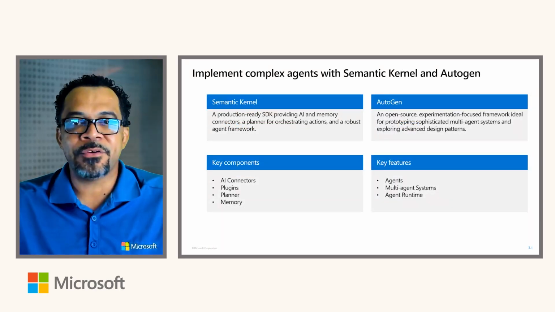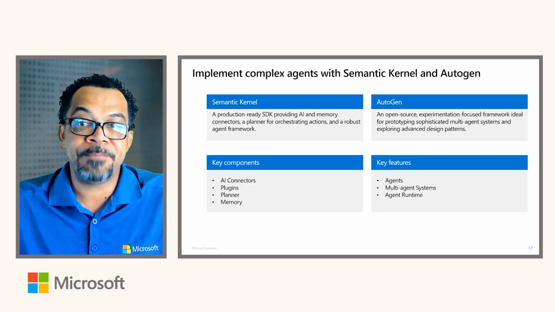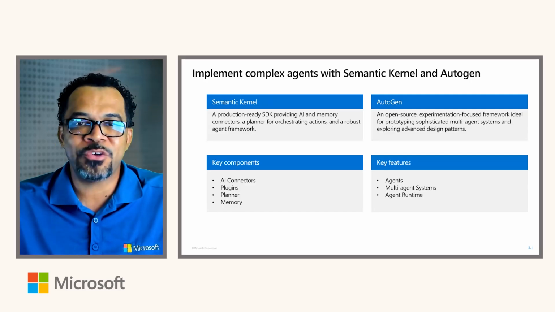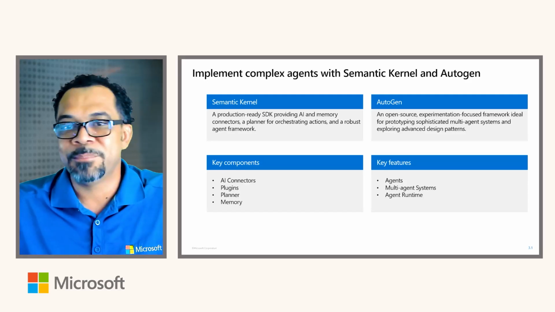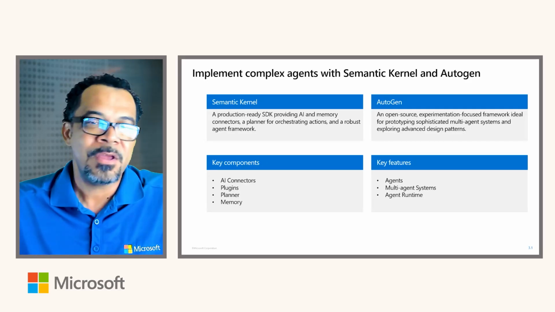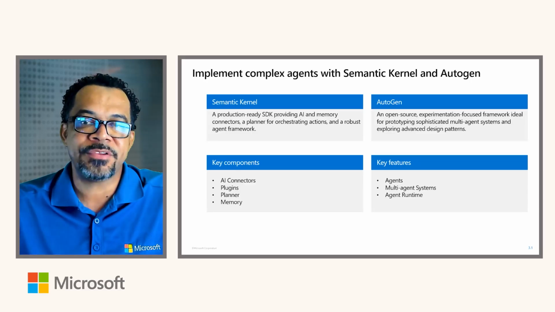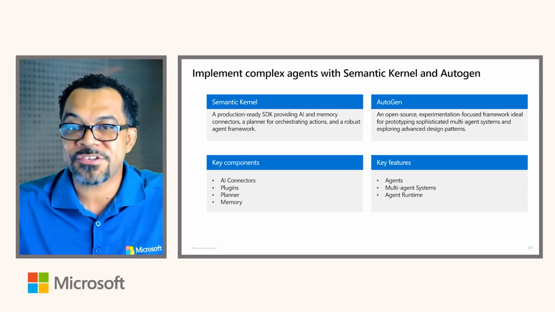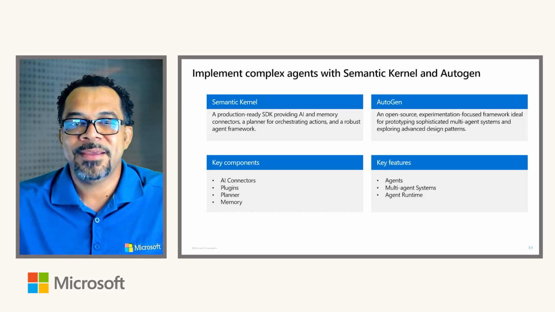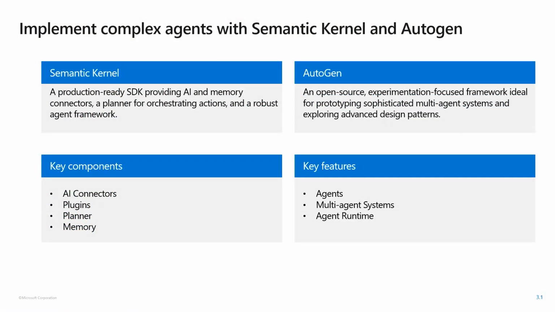Having a key understanding of the components and features of Semantic Kernel and AutoGen, as shown in the image, is also worth noting. The Semantic Kernel includes AI connectors, plugins, planner, and memory, which are essential in orchestrating actions and providing a robust agent runtime. Remember this: AutoGen focuses on experimentation with multi-agent systems and advanced design patterns, making it ideal for prototyping sophisticated AI systems.